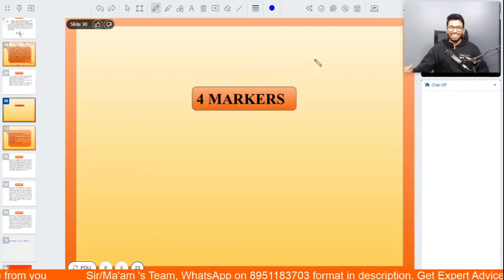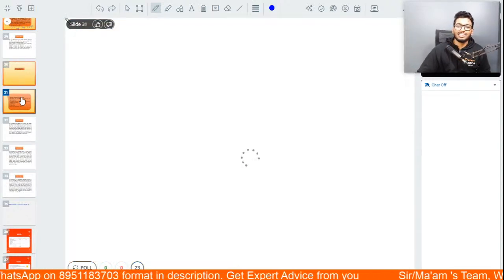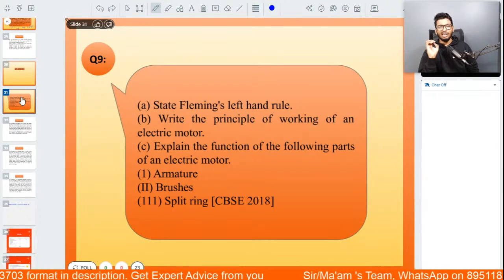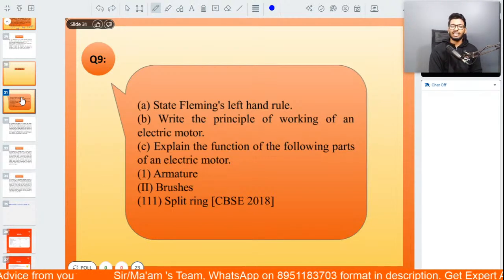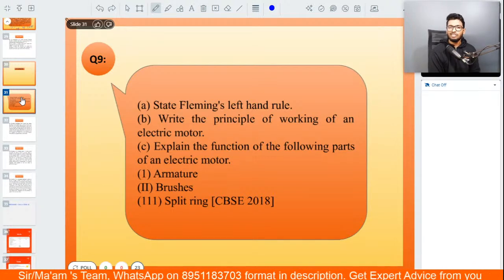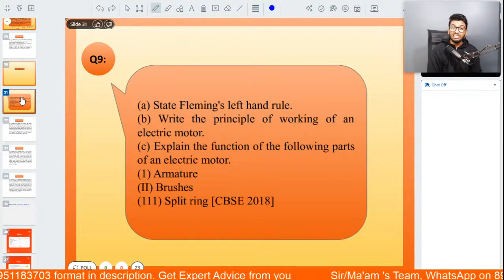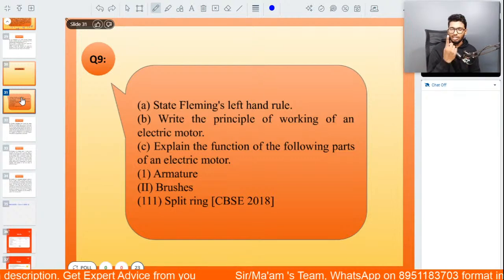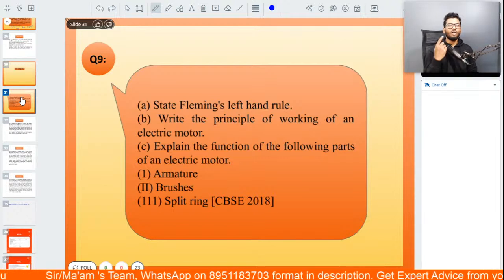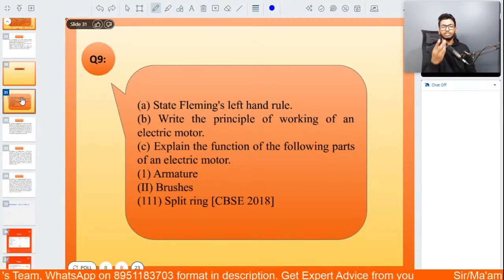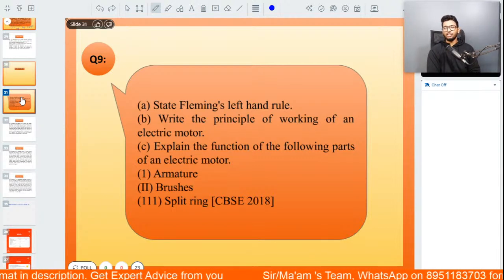Let's go to the next question, the 4 markers now. Let's go to the last question for today, which is a 4-mark question. This is the 9th question and the last one, which was asked in the 2018 CBSE Board Exam. Please give your best at it. The question is: state Fleming's left-hand rule, that is 1 mark. Write the principle of working of an electric motor, that's another mark. Explain the function of the following parts: the armature coil, the carbon brushes and the split rings. Each sub-question carries 1 mark.